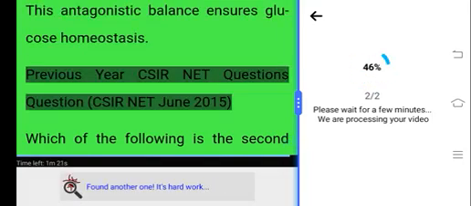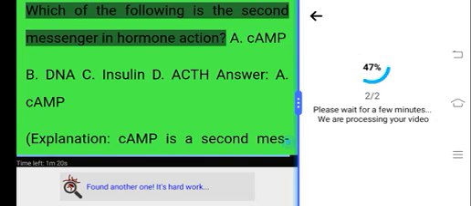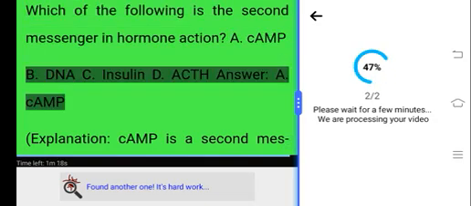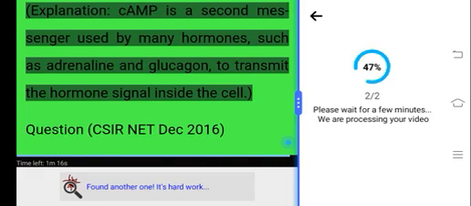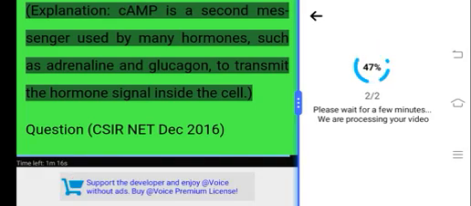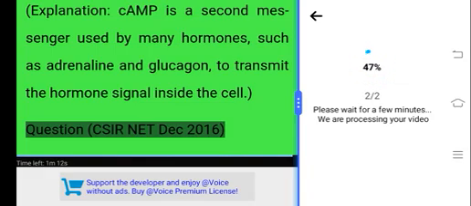Previous year CSIR NET questions. Question. CSIR NET June 2015. Which of the following is a second messenger in hormone action? A. cAMP. B. DNA. C. Insulin. D. ACTH. Answer. A. cAMP. Explanation. cAMP is a second messenger used by many hormones, such as adrenaline and glucagon, to transmit the hormone signal inside the cell.